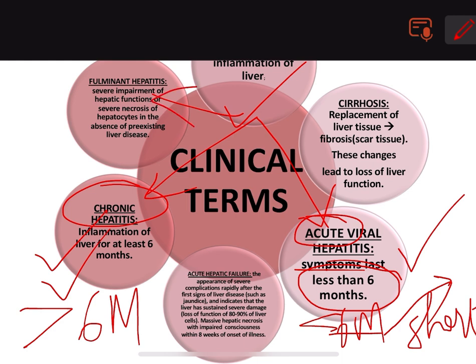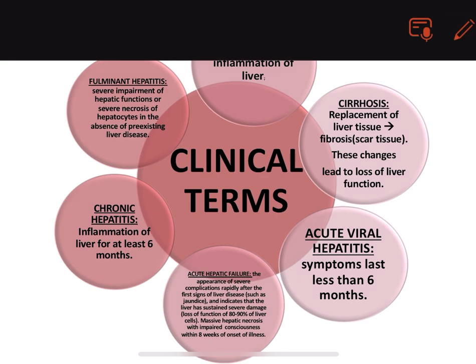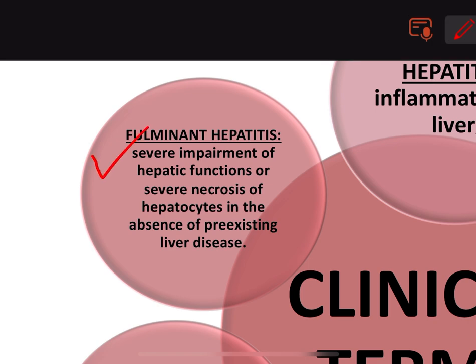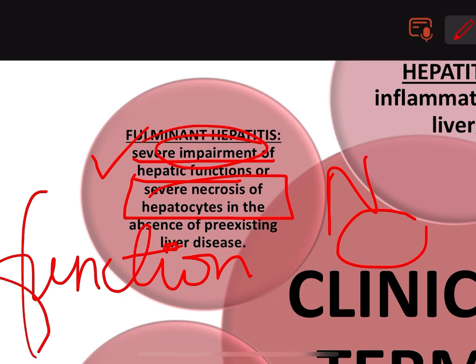Then comes fulminant hepatitis. What does the word fulminant mean? It means acute or sudden plus very severe. If the onset is very sudden and very severe, then it is fulminant. Fulminant hepatitis is where there is severe impairment of the hepatic functions, the functions of the liver, or there is severe necrosis of the hepatocytes. Necrosis is the death of the hepatocytes. Hepatocytes are the cells of the liver.